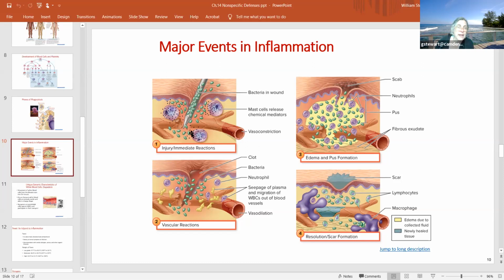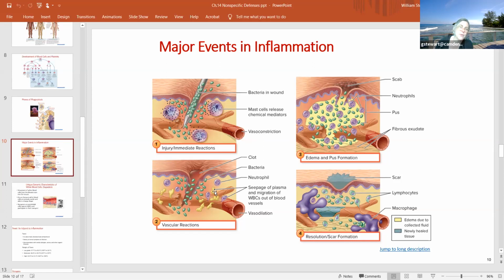Notice that these early events, we've got tissue damage, that's going to release some cytokines, as well as these mast cells that are in the area in the tissue. They're also going to release some chemical mediators. And one of the first things that's going to happen is that the vessels nearby are going to constrict or get smaller. That's to help prevent excess blood loss. Once the clot is formed and you're no longer actively bleeding in this area, and you can still see the tissue damage here, this little vessel's been severed, right?